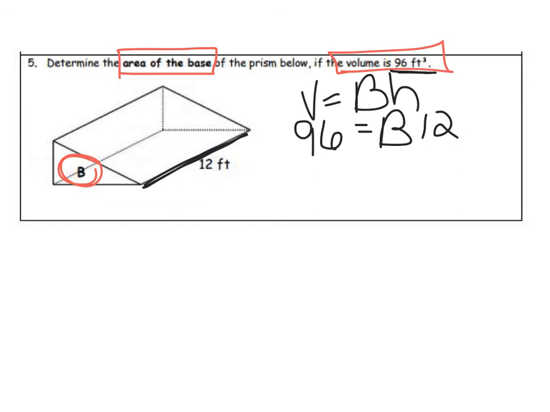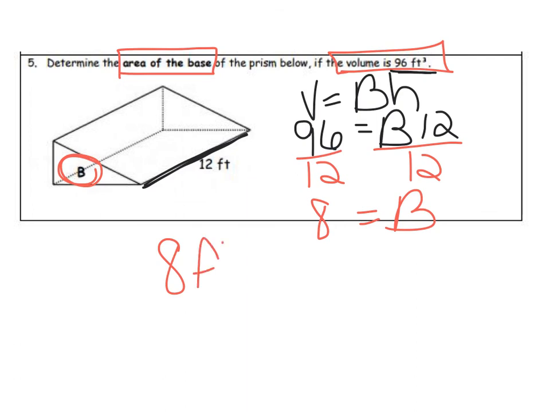So then, in order for me to find out what that is, well, 12 times a number gives me 96. So in order to find that number, I would divide by 12 on both sides. It goes back to solving equations. So 96 divided by 12 is 8. So that means the area of the base is going to be 8 square feet. And it's square feet because it is the area of the base.